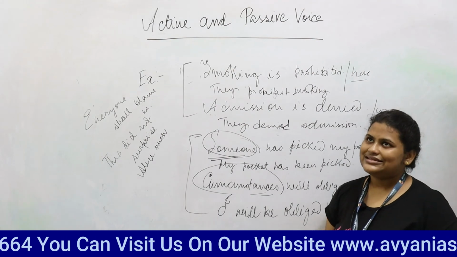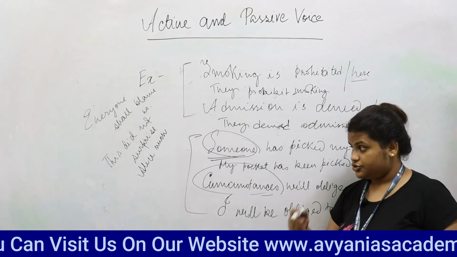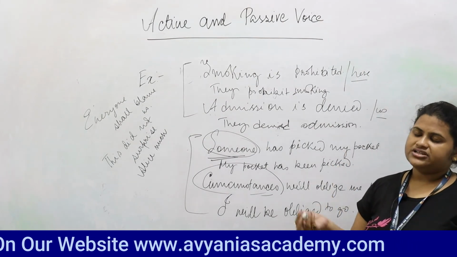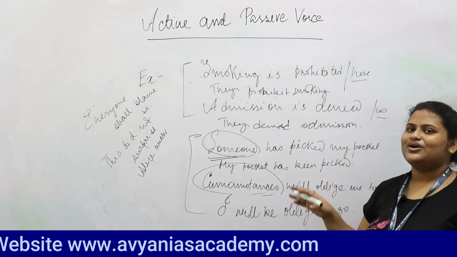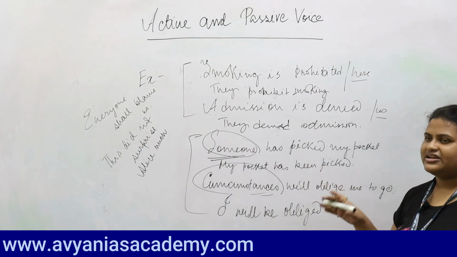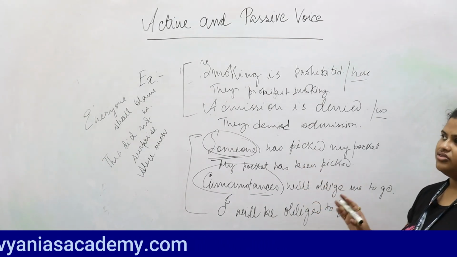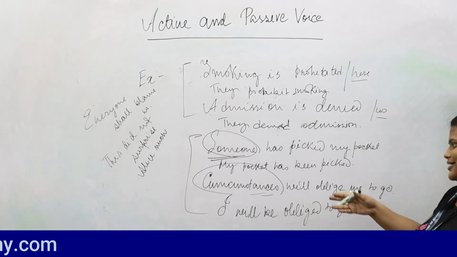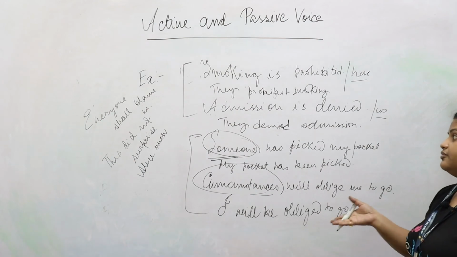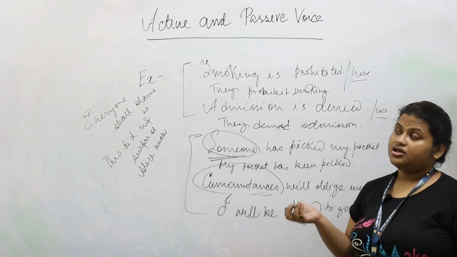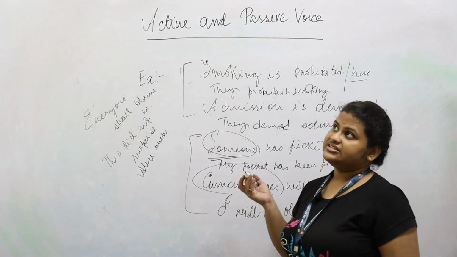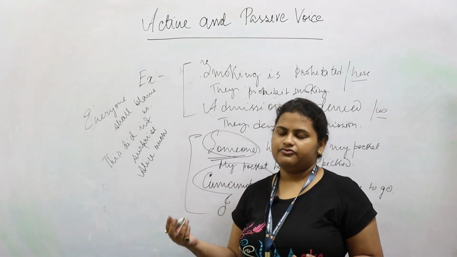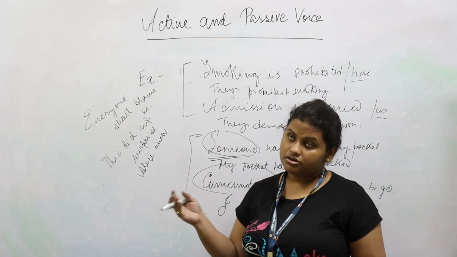For example, when the agent is automatically understood, as in this one, someone has picked my pocket. Like my pocket has been picked, it is no longer needed to write the someone at the end because it's automatically understood, and using the agent in such cases would just become redundant. And also sentences like circumstances will oblige me to go, I will be obliged. And for the fourth type, there could be sentences which do not very much seem like passive voice sentences, but are so.